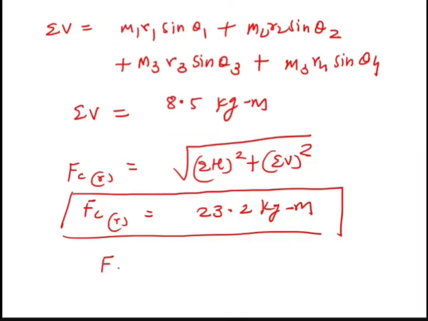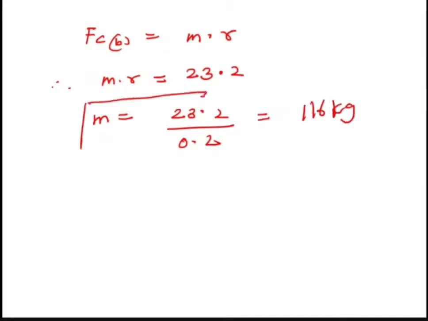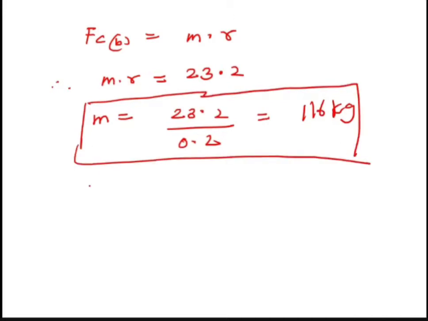Now we know that the balancing force FC is also equal to 23.2 kg meter, but in the opposite direction. Now what is the balancing force? Balancing force FC into B is equal to m into r. So I can write m into r is equal to 23.2. So m is equal to 23.2 divided by 0.2, r is given. You are getting 116 kg. By the graphical method, I got 115 kg. Here I am getting 116 kg. So that is okay.